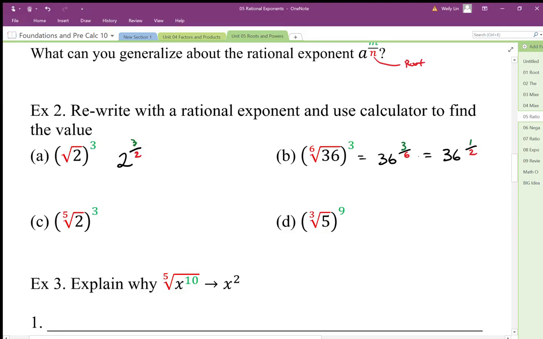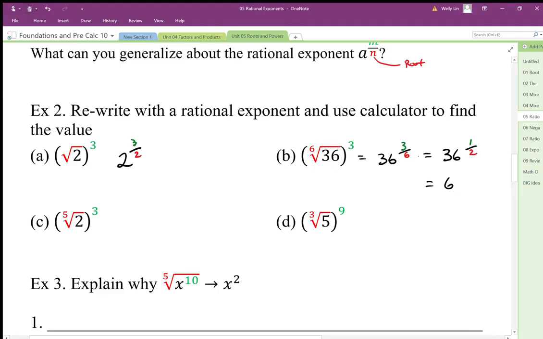And if we actually work this out as a decimal, we know that this square root of 36 is really just 6. Okay, if we actually work this out, the 6th root of 36 to the power 3 will equal 6.